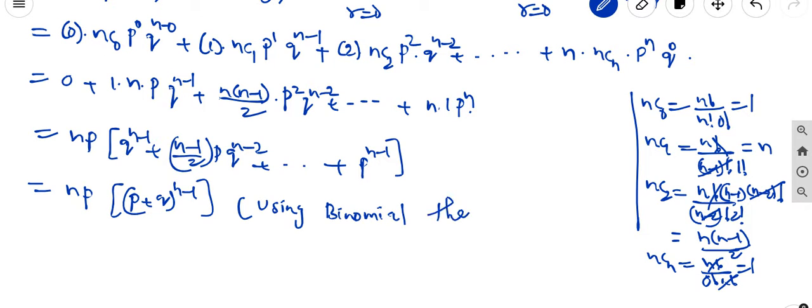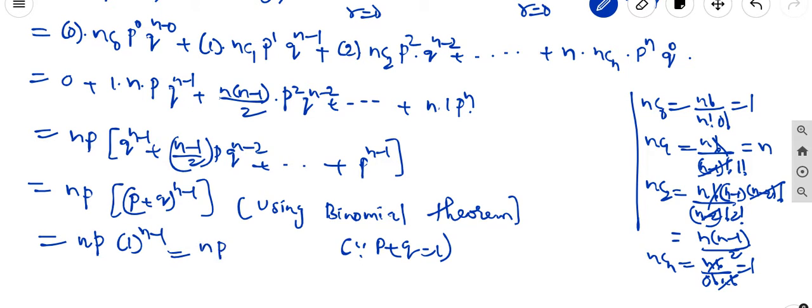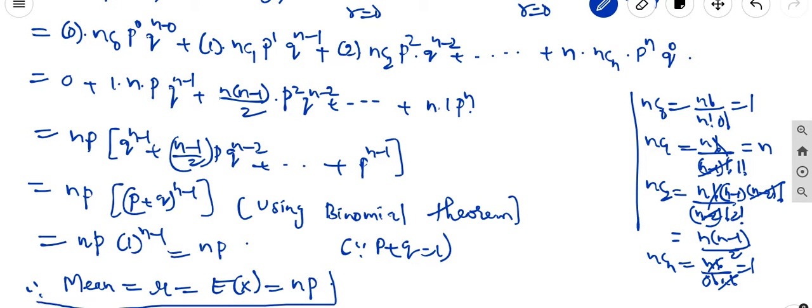Using the binomial theorem, we can expand p plus q whole power n minus 1. We get the same combination of the sum of the terms only. Here we know that p plus q is equal to 1, so np into 1 power n minus 1 is equal to np. Therefore the mean is mu equal to expectation of the random variable X equal to np only. This is the constant value, that is, mean is equal to np.